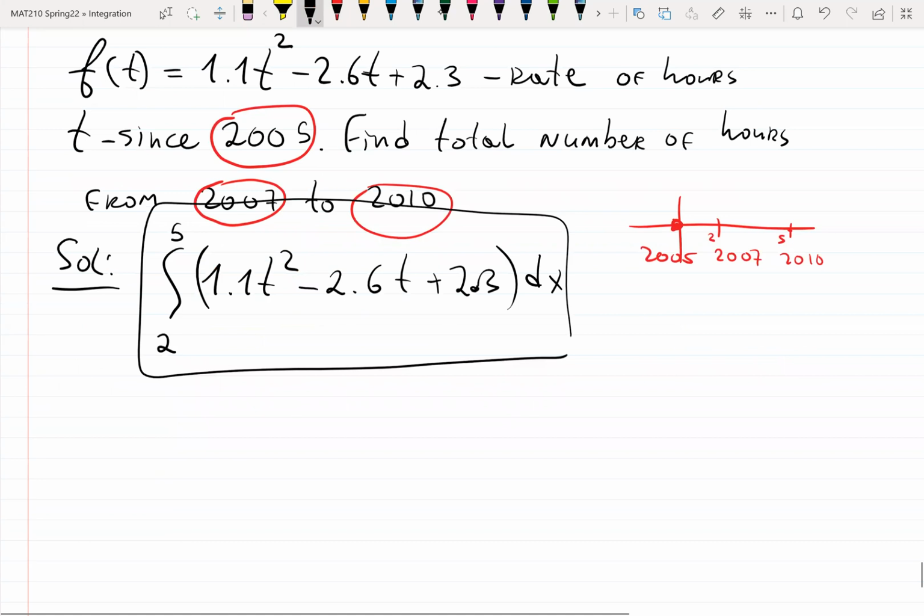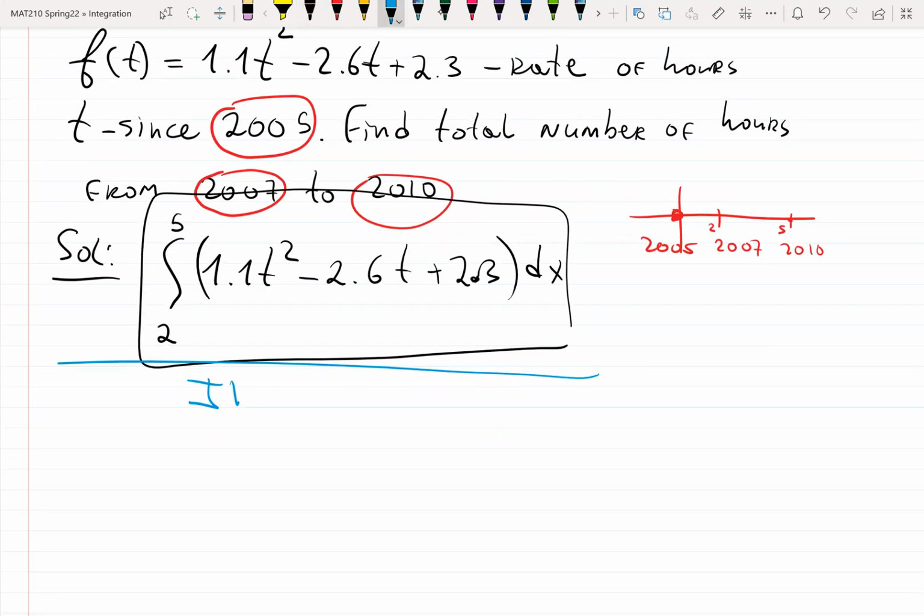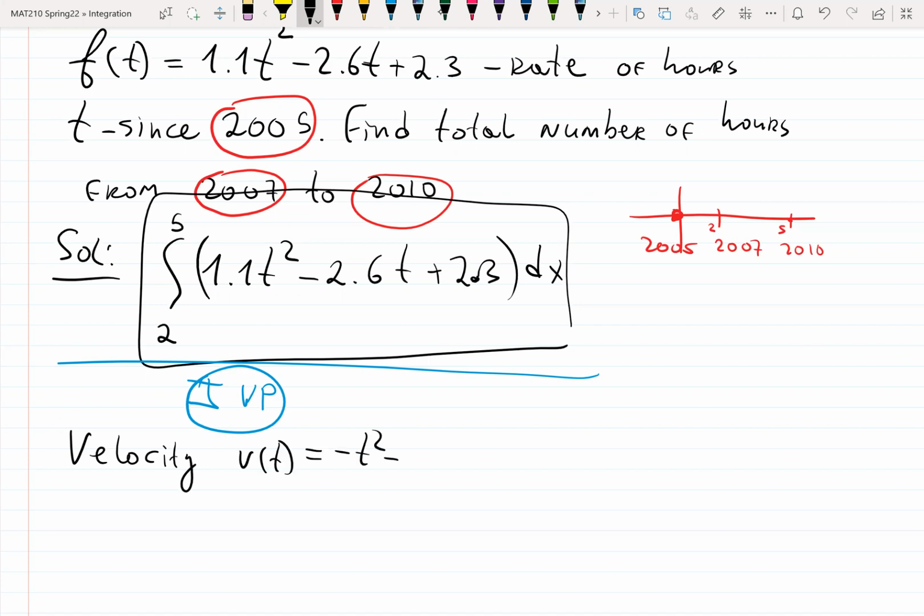Everyone did really well. Initial value problem, that's the one where we give you some kind of value. For example, the most popular one, when we give you velocity and you need to find position. Velocity is given: v of t is minus t squared plus 8. And we know that s at 2 is 10.